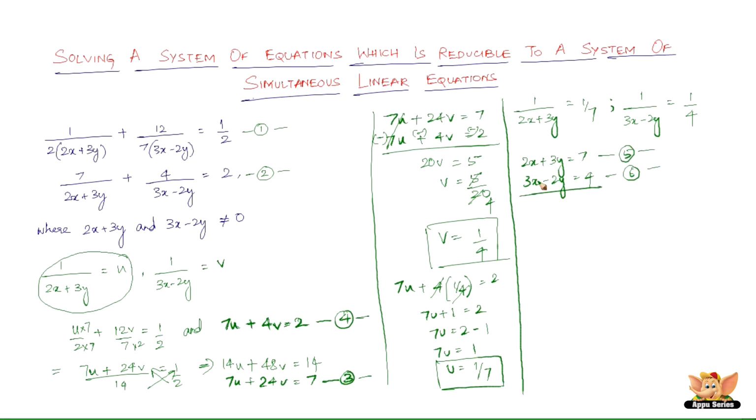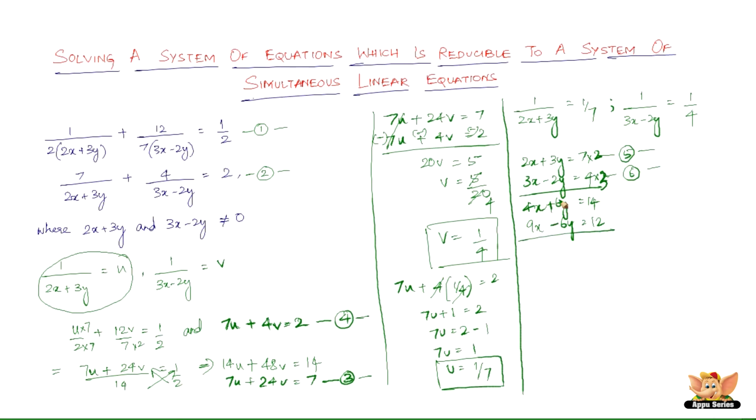Now we will again solve these equations by eliminating the variables by equating the coefficients. I'll try taking out y. I'll multiply equation 5 by the coefficient of y from equation 6, which is 2, and equation 6 by the coefficient of y from equation 5, which is 3. So 2 times 7 is 14, 2 times positive 3y is positive 6y, and 2 times 2x is 4x. Now 3 times 4 is 12, 3 times negative 2y is negative 6y, and 3 times 3x is 9x.